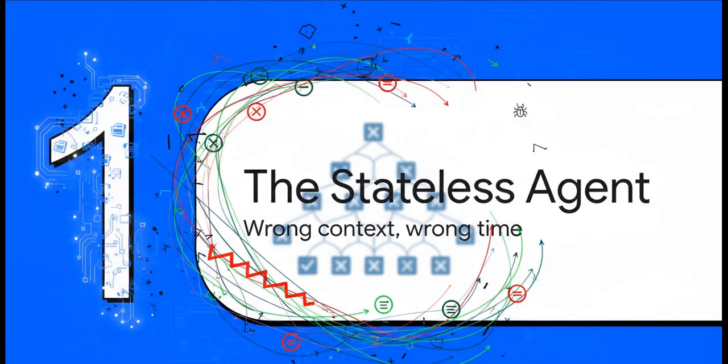All right, let's really get into this problem. See, it isn't just that the agent lacks context. It's actually worse than that. Most of the time, our attempts to help result in giving it the wrong context at the wrong time. And that can be even more frustrating than no context at all.